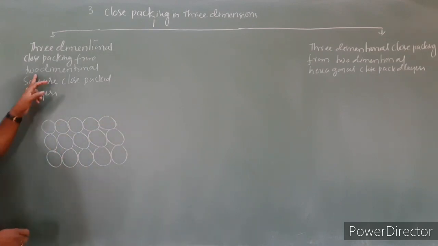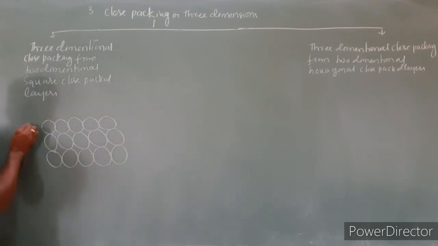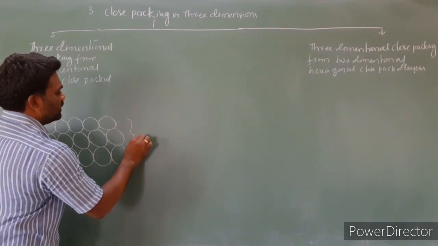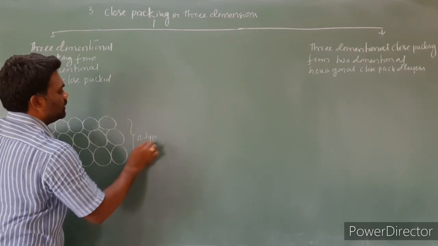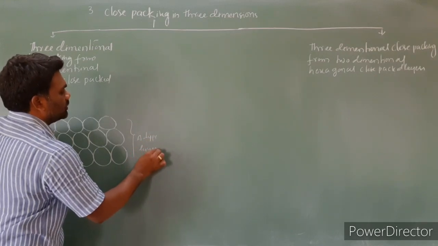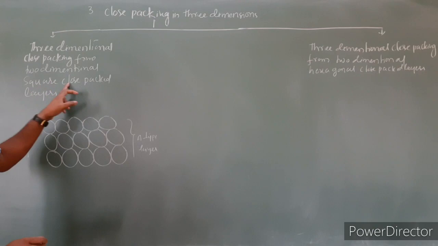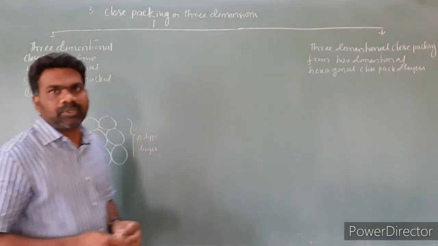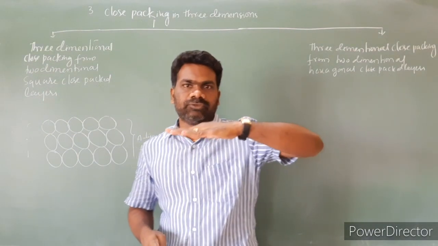So this is a 2-dimensional square close packed layer. I am taking this as an A type layer. This is the A type layer. So this is a 2-dimensional square close packed layer, one layer. I took one layer. So imagine this is one layer.